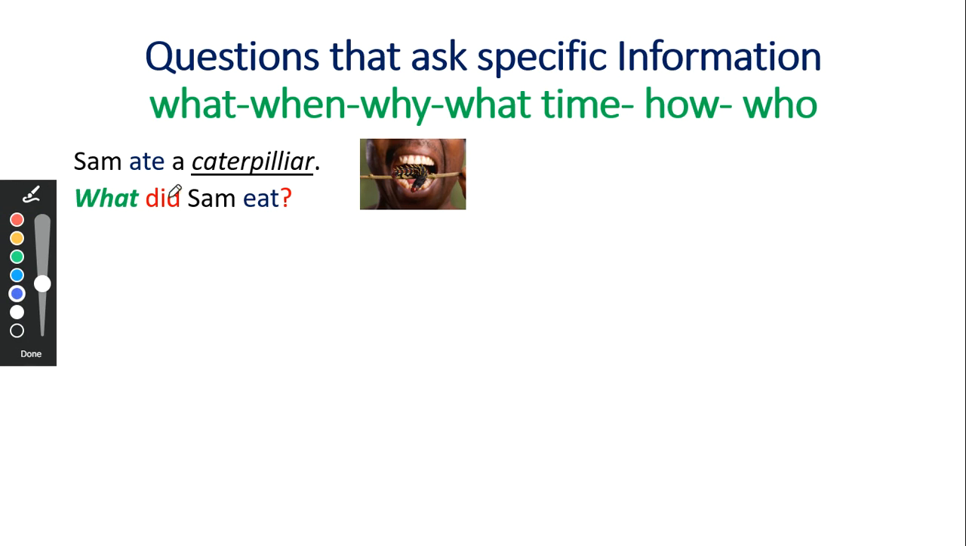All right, now here I chose to underline caterpillar because we're going to imagine that we don't know this information. We know that Sam ate something, but we don't know what. So that's why we're going to choose to say what. So I would say, what did Sam eat? Again, since this is a question, the verb goes back to its simple form. In affirmative, we have ate. In question, we use eat.